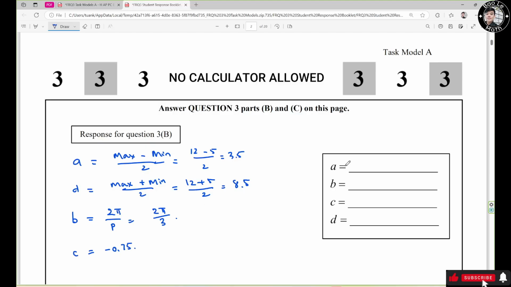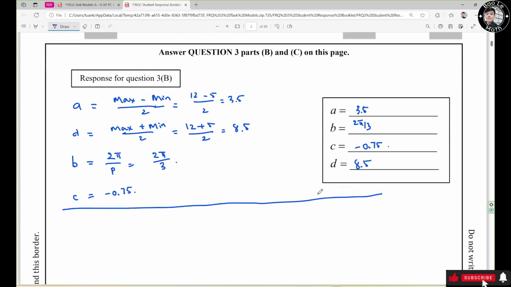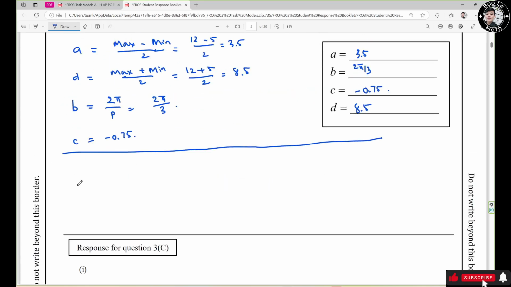Alright, so the answer right here: A equals 3.5. D equals 8.5. B equals 2 pi over 3. And C equals negative 0.75, right? Now, we have another option. Option 2. A equals 3.5, right? D equals 8.5. B equals 2 pi over 3.